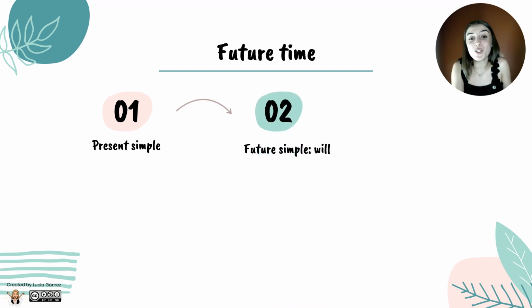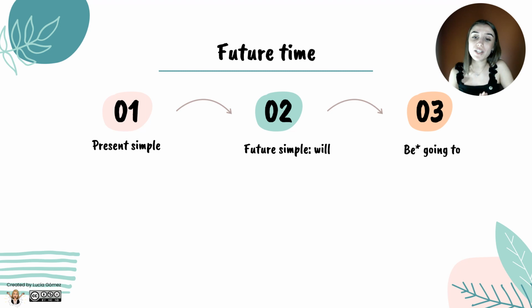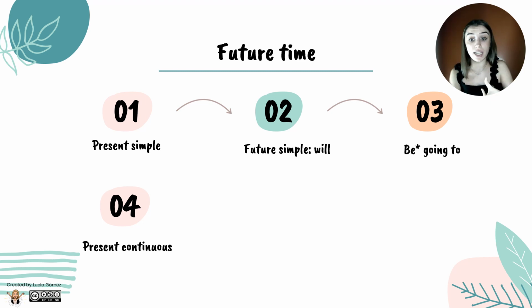Apart from it, the most well-known type of future, also known as future simple, is built by means of will or won't in the negative and then the infinitive. Something similar happens with be going to. The reason why I say be plus a star is because we need to always conjugate that form of the verb to be, then going to plus the infinitive. We also have present continuous. It's also a way to express future time in English. So using once again the verb to be plus ing and always a future time adverb, let's say a time adverb that refers to the future.